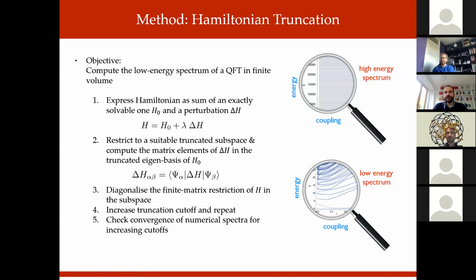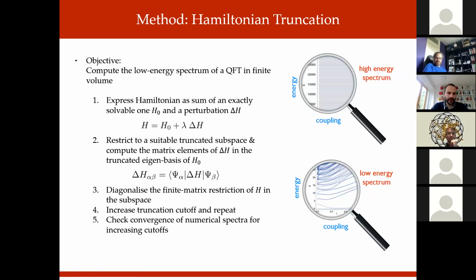The goal of the Hamiltonian truncation method is to find first the model that describes the high energy part of the perturbed Hamiltonian, and find a model that is integrable, exactly solvable, and describes this high energy part. And then the rest of the Hamiltonian is simply considered as the perturbation in this framework. And exactly because the perturbation has less effect at higher energy scales, by increasing the truncation cutoff, we can expect that the numerically derived spectra are going to converge to the right ones.